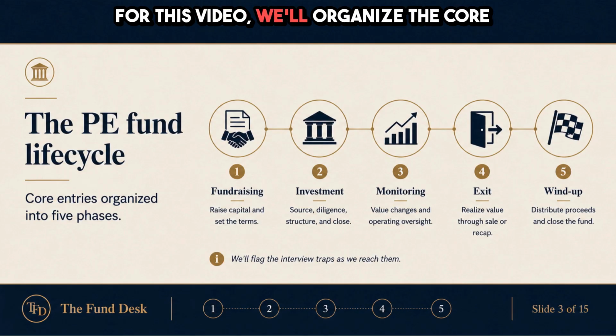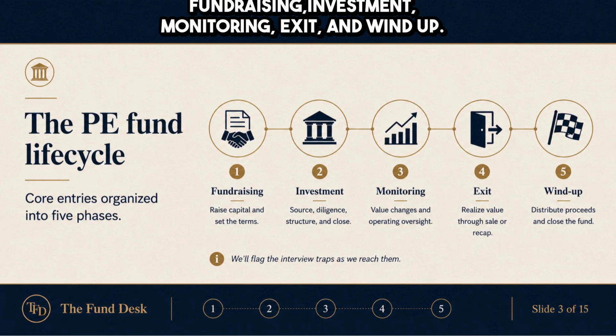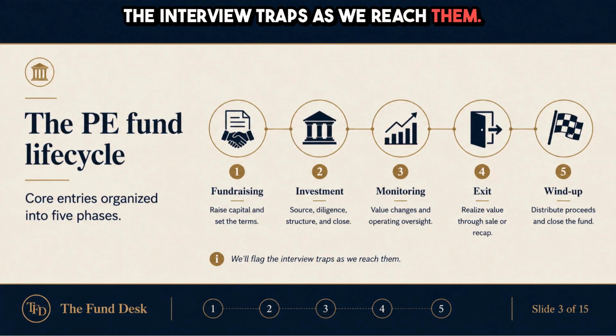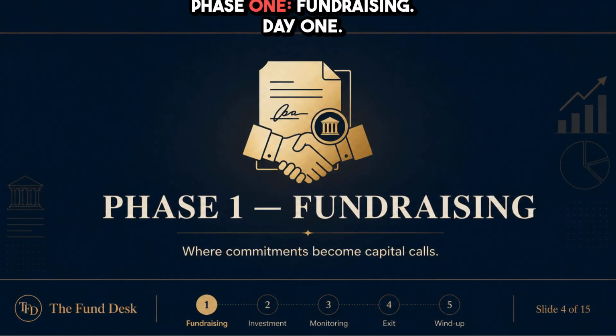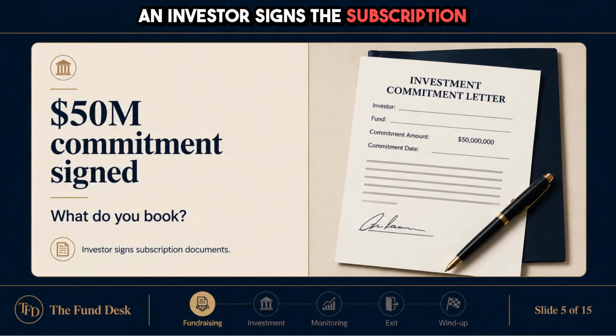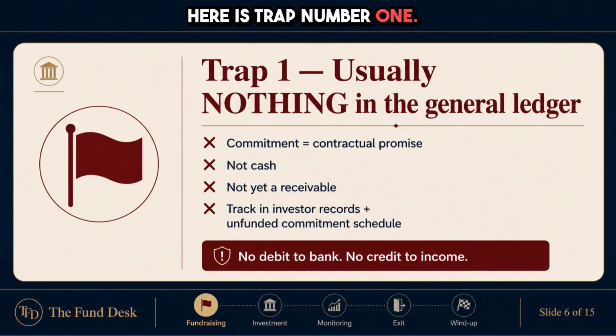For this video, we'll organize the core entries into 5 phases: fundraising, investment, monitoring, exit, and wind up. Let's go phase by phase and identify the interview traps as we reach them. Phase 1: Fundraising. Day 1. An investor signs the subscription documents and commits $50 million. What do you book? Here is trap number 1.